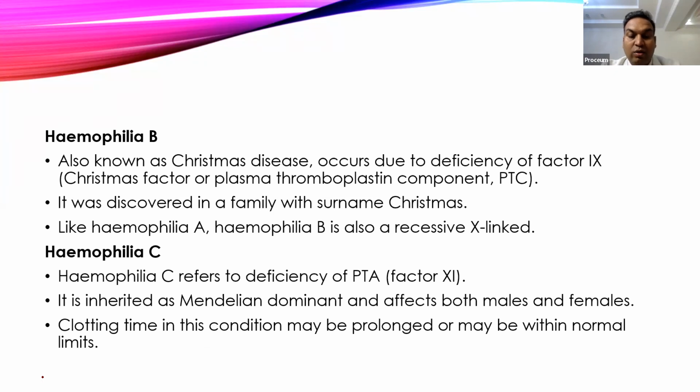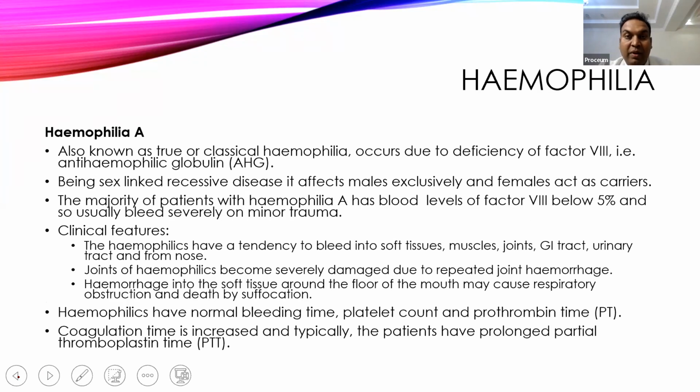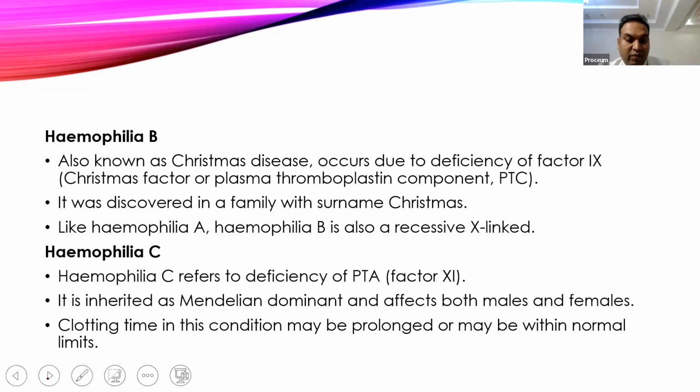Then the second type of hemophilia is hemophilia B, also called Christmas disease. That's why the name Christmas factor is given. Hemophilia A is also called the royal family disorder, because it was found in a royal family, Queen Victoria's. Christmas disease is also X-linked, where there is a deficiency of the Christmas factor, and that leads to similar features to those of hemophilia A.